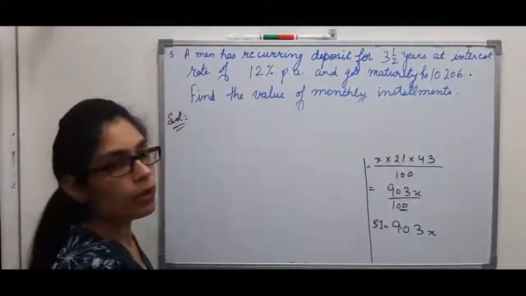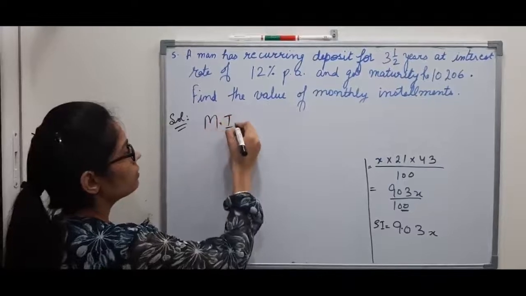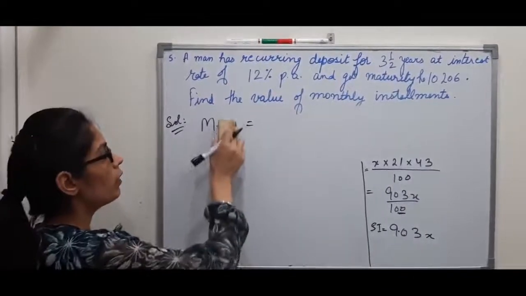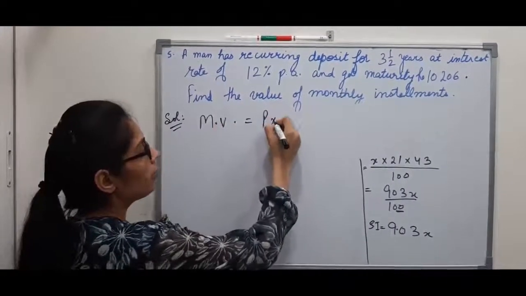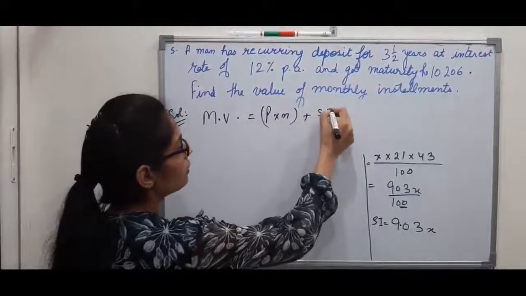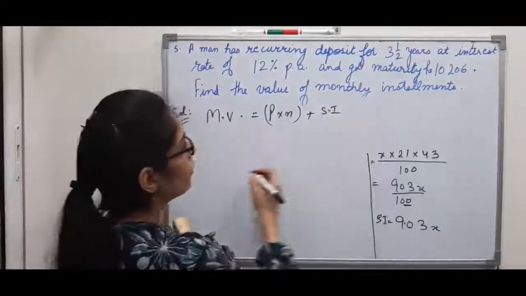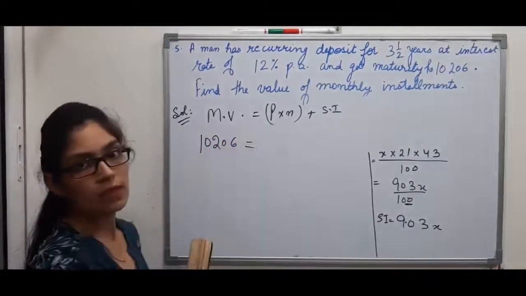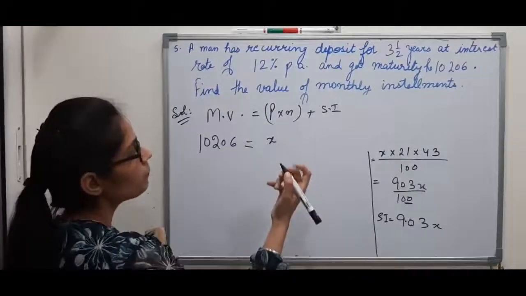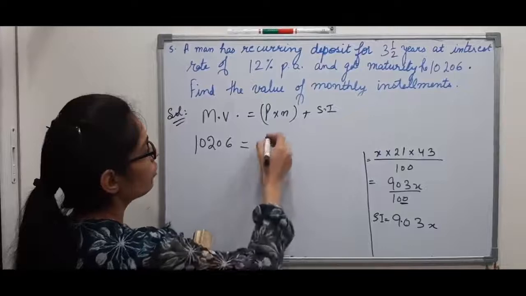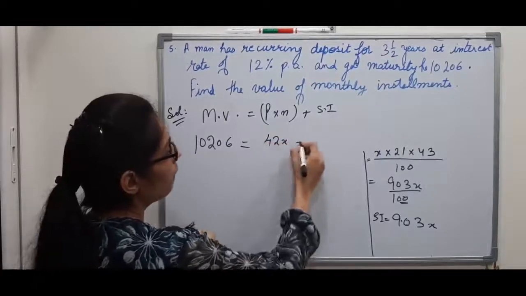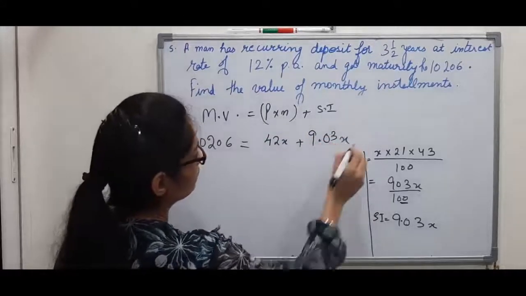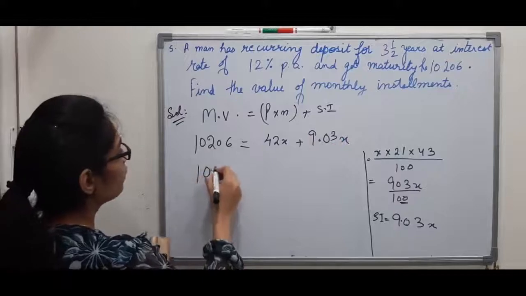Since maturity value is already given to me, by using this I can find the value of the monthly installments. So formula of maturity value is P into N plus simple interest. So MV they have already given you, it's 10,206. P we have assumed it as x, and N we calculated as 42. So directly I will write 42x plus simple interest. Just now we have, it is 9.03x. So this and this it can be added.